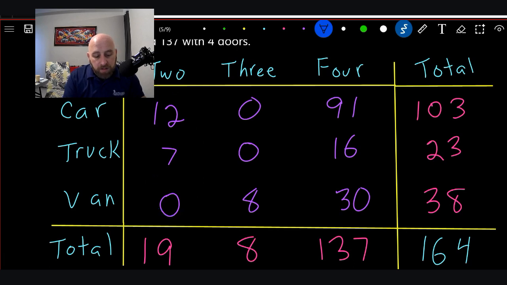12 plus 7 equals 19. 8 plus 0 plus 0 equals 8. 91 plus 16 plus 30 equals 137. Just take my word for it, or you can add them up if you want.